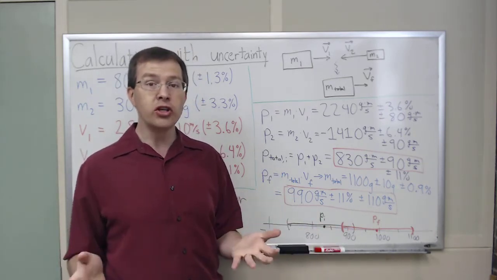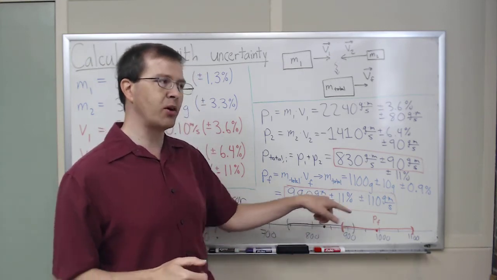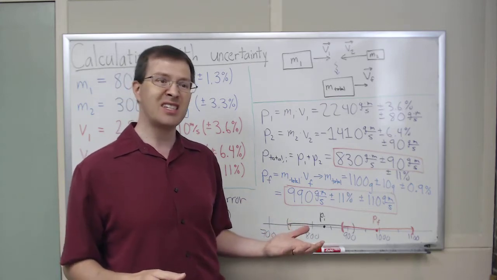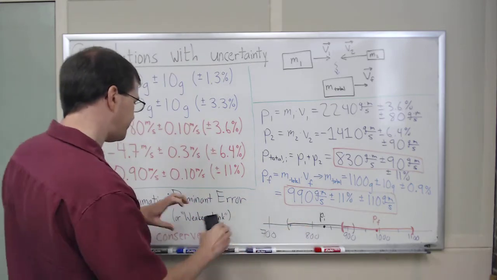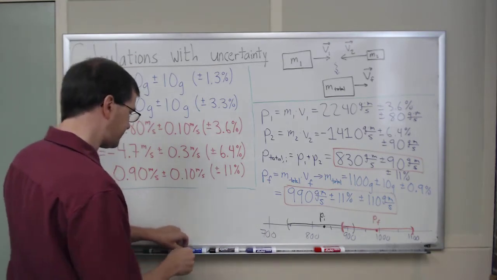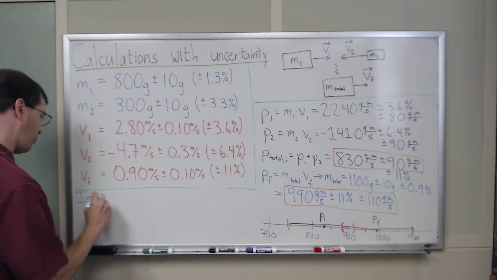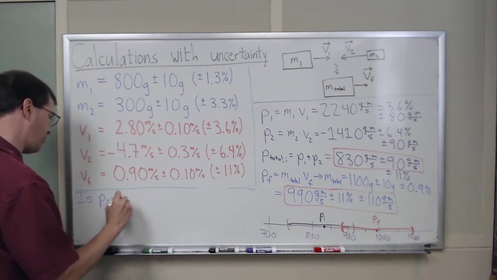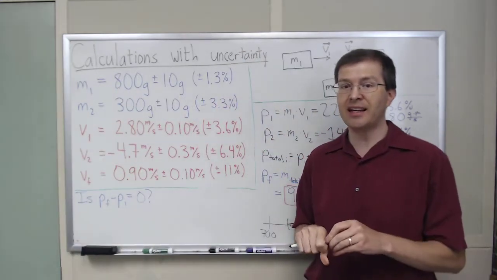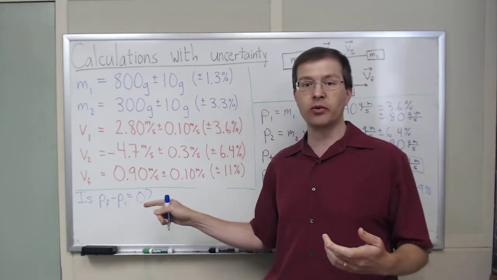One other thing you could do, instead of looking for overlapping ranges, one way of saying is momentum conserved is to ask, is the final momentum minus the initial momentum equal to 0? That's an equivalent thing to saying, is momentum conserved? Are these equal? Is the same as, is the difference equal to 0?